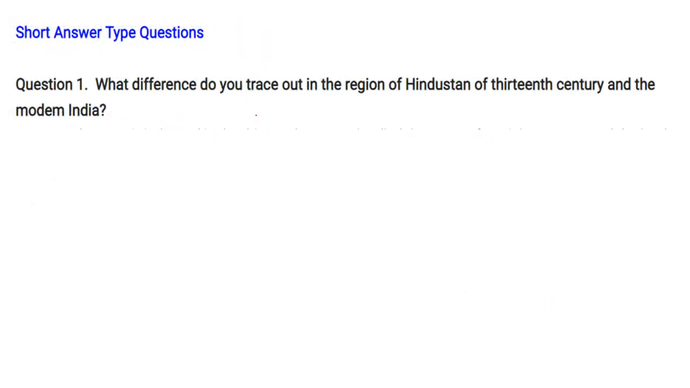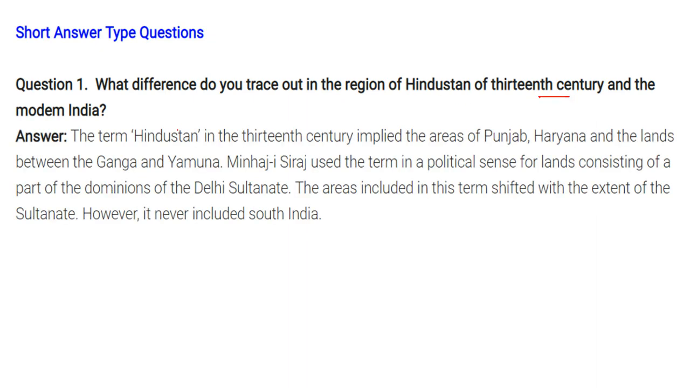What difference do you trace out in the region of Hindustan of the 13th century and modern India? The term Hindustan in the 13th century implied the areas of Punjab, Haryana and the lands between the Ganga and Yamuna. Minhaj-e-Siraj used the term in the political sense of the land consisting of part of the dominions of the Delhi Sultanate. So the areas included in this term shifted with the extents of the Sultanate, but it never included South India.